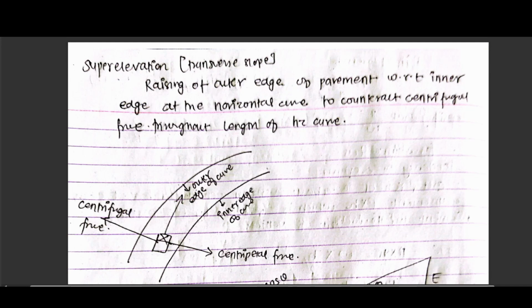So let's move on to the super elevation. We already discussed how the vehicle would be affected by the centrifugal force in the curve, and it is a very dangerous thing. So to avoid this problem, we introduce the super elevation. What do you mean by super elevation? Simple, it is the raising of the outer edge of the pavement with respect to the inner edge at the horizontal curve. So if we cut this in cross section, then we'd see the curve like this, and the vehicle cross section would be like this. So the vehicle would move like this.